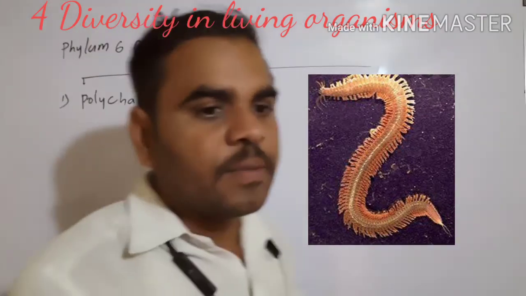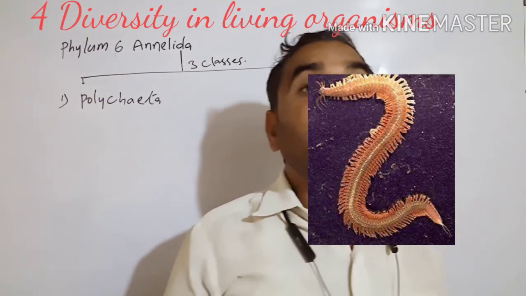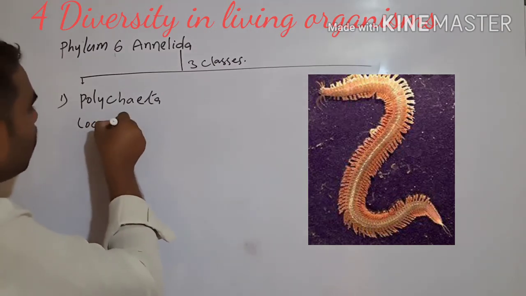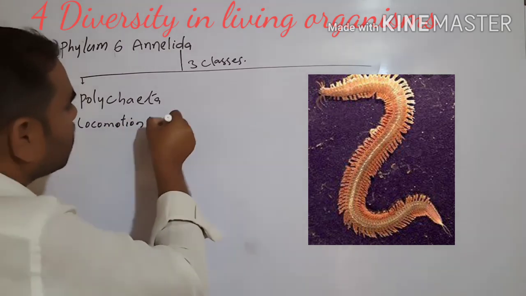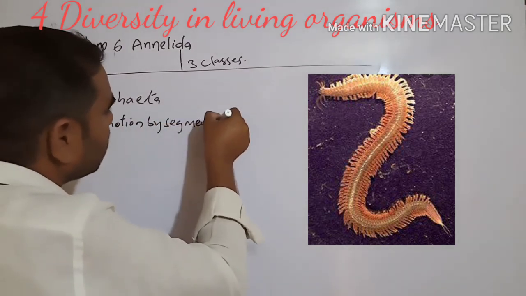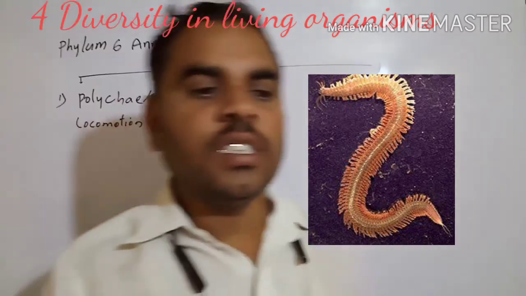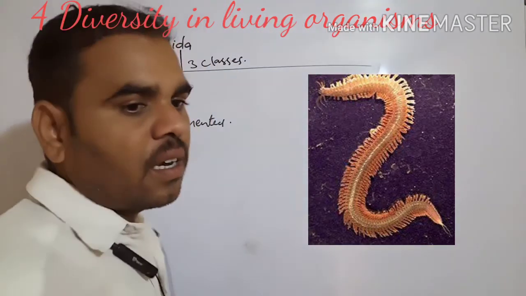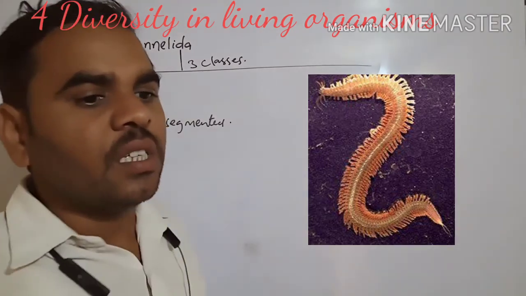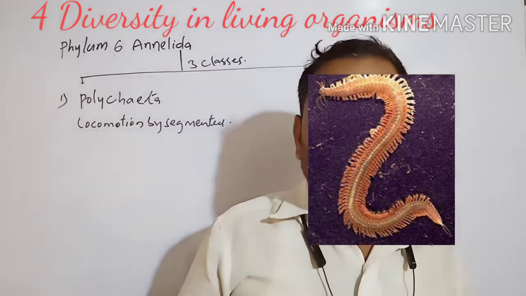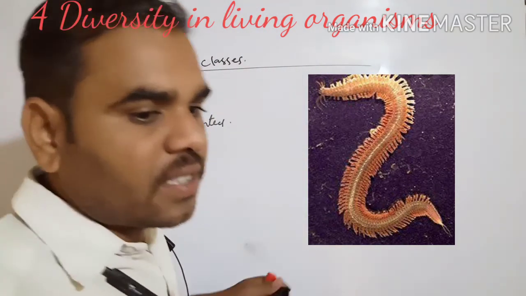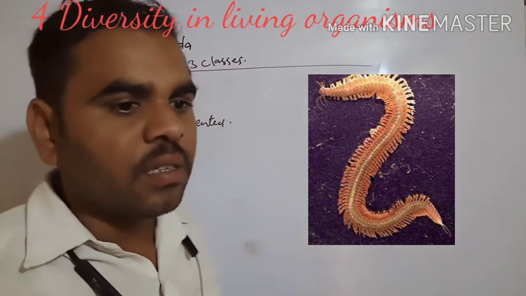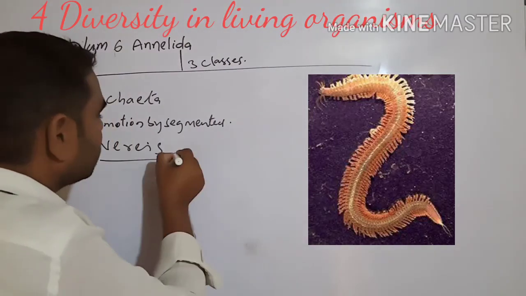Polychaeta. Next, we have to see locomotion by segmentally arranged parapodia having numerous setae. Examples are Nereis and Aphrodite.